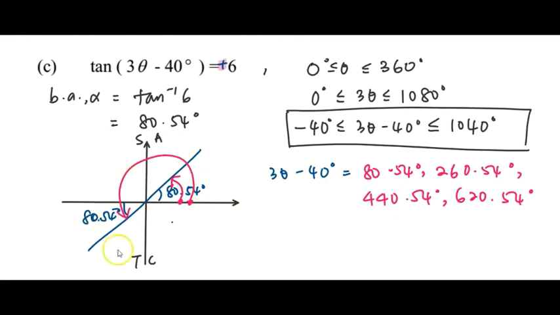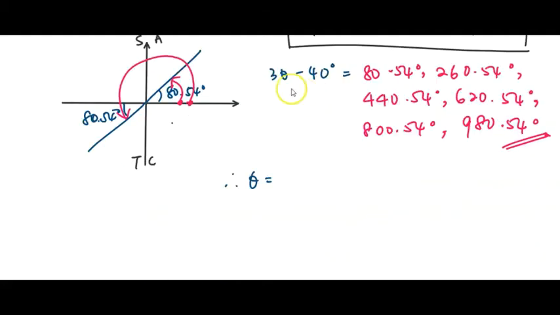You may turn two full rotations, and then to the first line, meaning taking this 440.54 plus 360 degree, you will get 800.54. This still will be accepted as your answer because we're still in the range of this 3 theta minus 40, and then taking 620.54 plus 360 degree, you have a 980.54. So I think this is the end. This is the maximum that we can get because if you're taking the 800.54 plus another 360, it will exceed 1040.